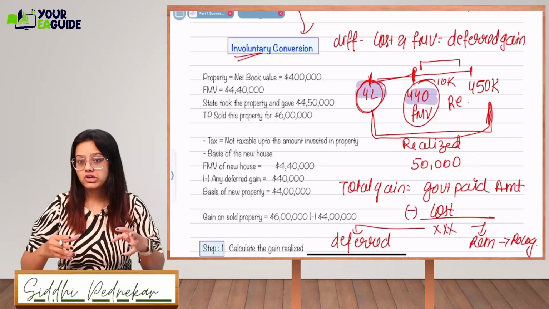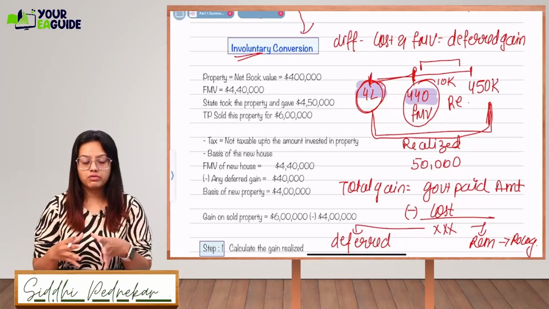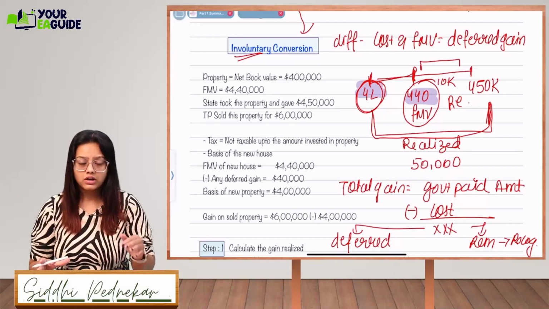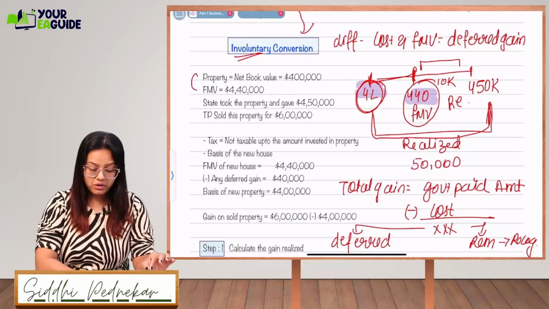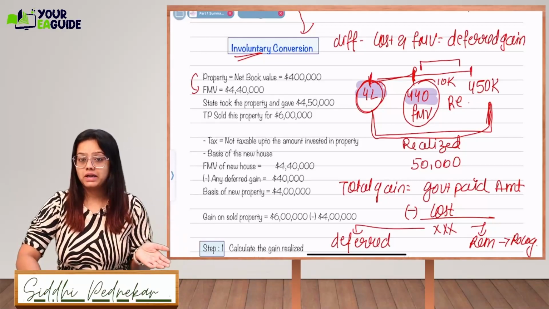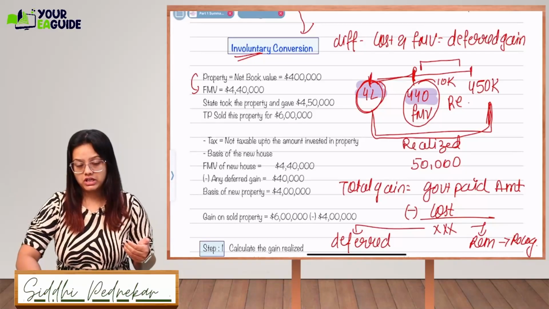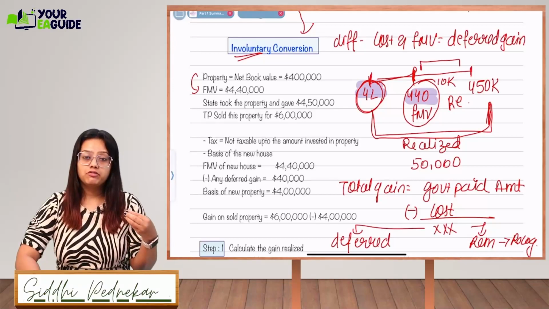The property which I'm holding has a net book value of 4 lakh. I'm not willing to sell it or give it to some third party. The FMV of my property currently is 4,40,000. Now the state, meaning the government, took the property and gave me 4,50,000.